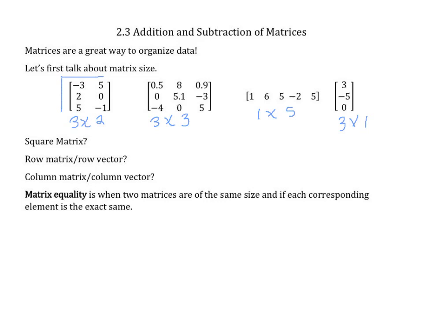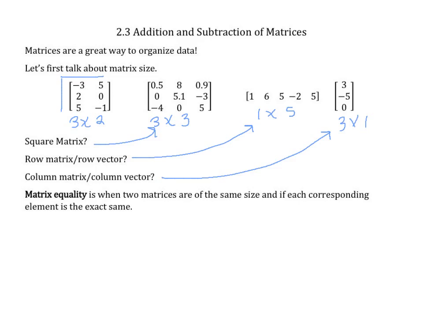So there's some other items for vocab. A square matrix is a matrix such as a 3 by 3, meaning that the rows and columns are identical. A row matrix, or a row vector, is where we have just a single row. There's just a 1 by something. And then a column matrix is where we just have a one column item here.